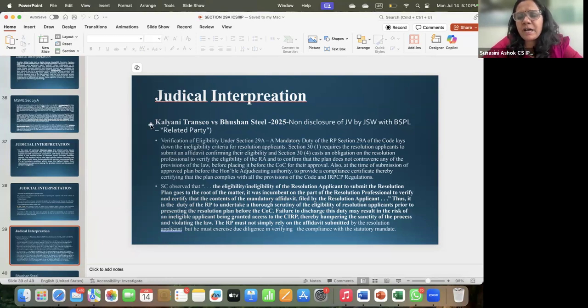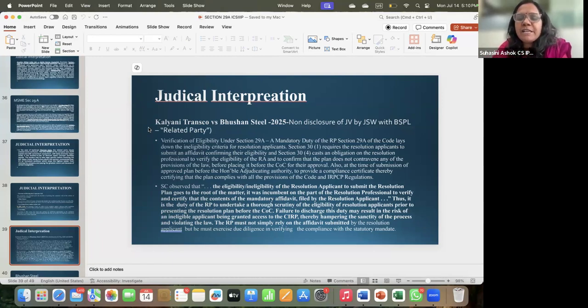But again, the RP should not keep it to himself. Whatever facts come to the notice of the RP during the diligence, everything has to be minuted, and he has to protect himself from any future proceedings, disciplinary proceedings against the RP.